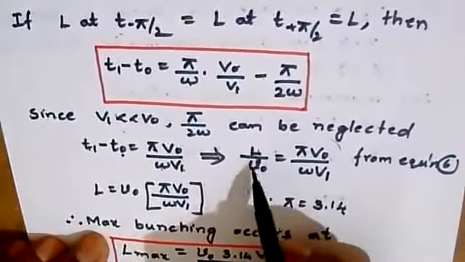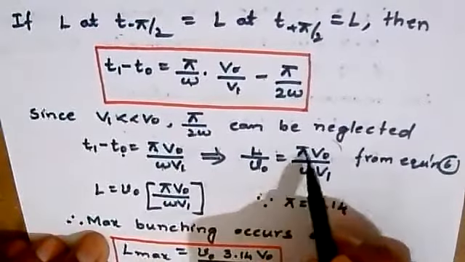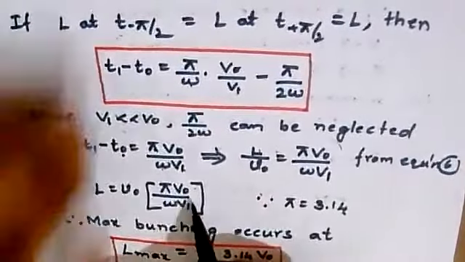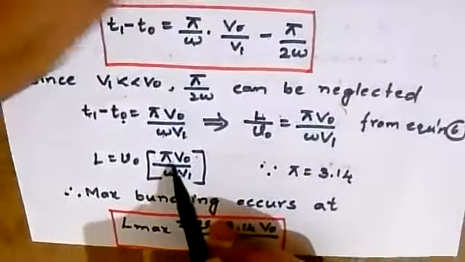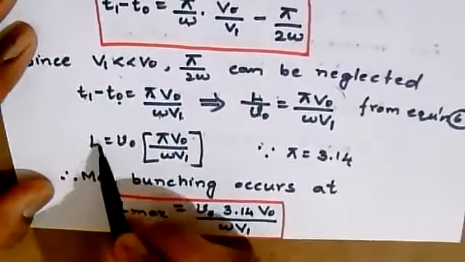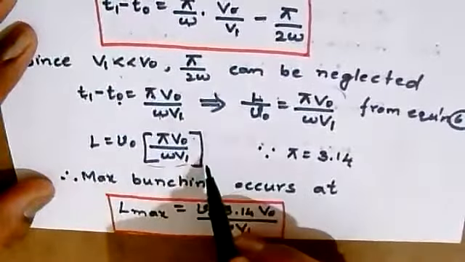And after that, I am taking this V naught to the RHS, so that L is equal to V naught pi V naught by omega V1. And if we substitute the value of pi, which is nothing but 3.14, by substituting that, we'll get the distance at which the bunching is taking place.